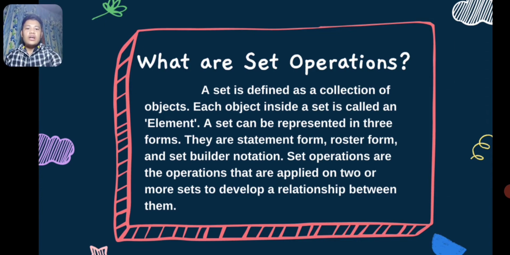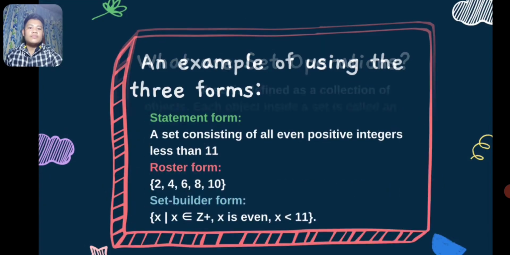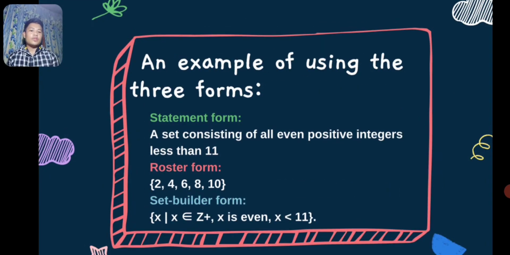This is an example of using the three forms. As I said earlier, there are three forms in representing a set: the statement form, roster form, and set builder notation. In this example, we see a set consisting of all even positive integers less than 11. Meaning positive even integers: 2, 4, 6, 8, and 10. Since it is less than 11, it will end at 10.